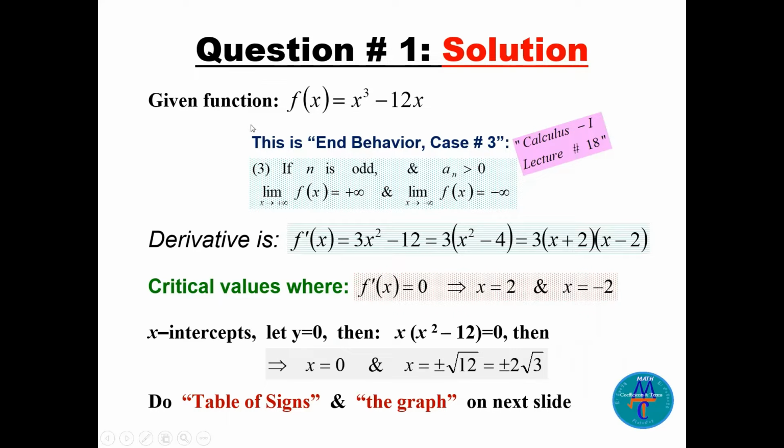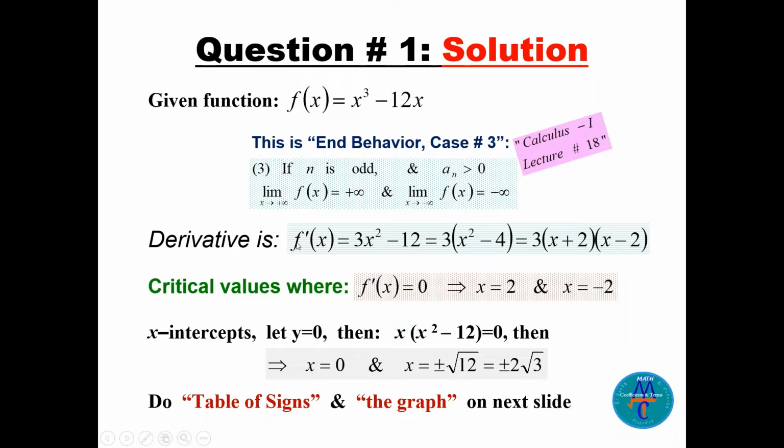So the solution we start with, we find the end behavior. This is case number 3. You can look at lecture 18 in Calculus 1. n is odd, this is 3, and the leading coefficient is positive. So the end behavior will be similar to x cubed.